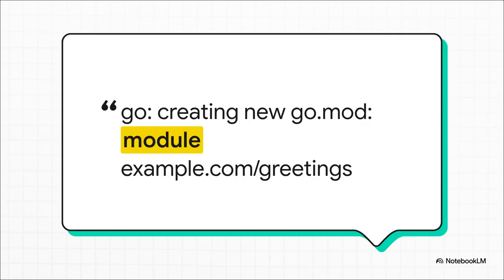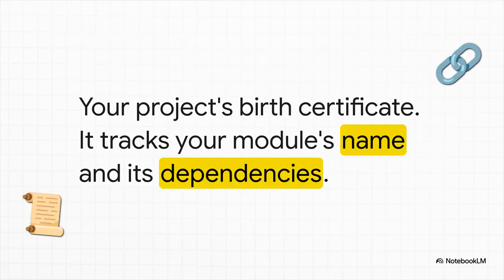And bam! You hit enter, and Go tells you this. With that one little command, you just created the most important file in your entire project. That file is called go.mod. I like to think of it as the project's birth certificate. It officially records the module's name, and as your project gets bigger, it's going to keep a running list of all the other toolkits, the other modules, that your code relies on. It is the absolute source of truth for your project.